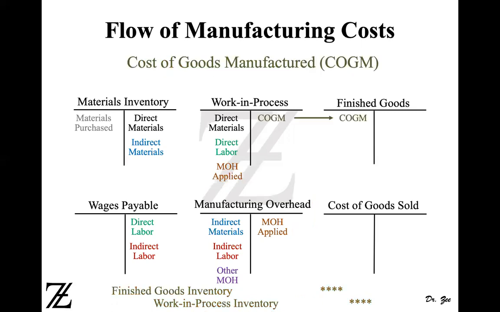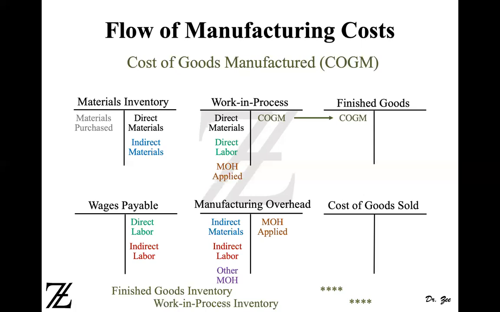Once you complete the goods, you finished working on them, you transfer them to finished goods inventory, right? The cost of goods manufactured, COGM, is transferred to finished goods inventory, also known as transferred out from work in process and transferred in to finished goods inventory. So the journal entry to record cost of goods manufactured is you debit finished goods inventory as shown in the journal entry, and you credit work in process inventory, right?